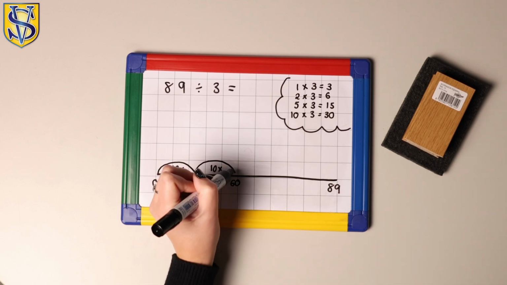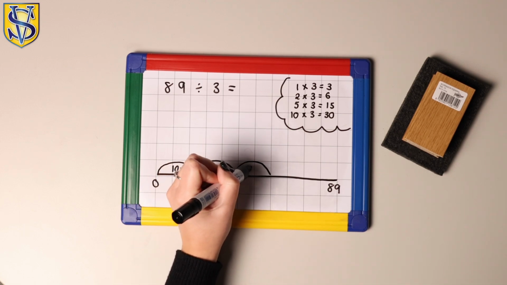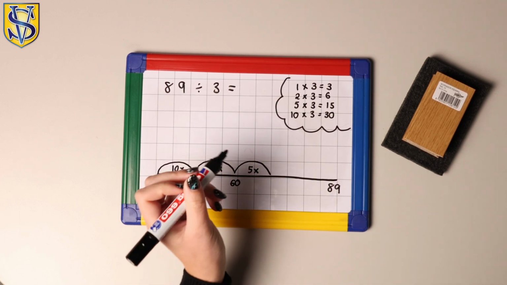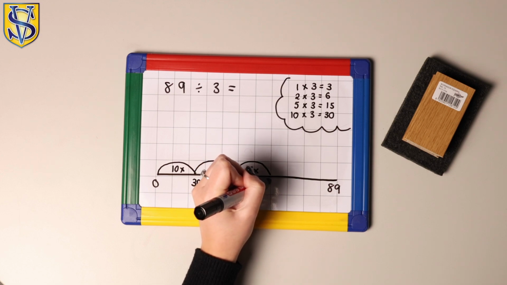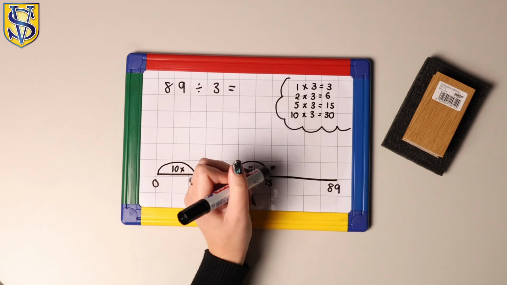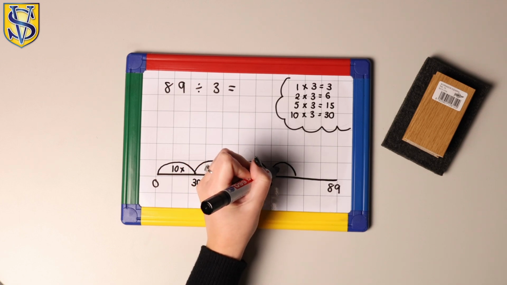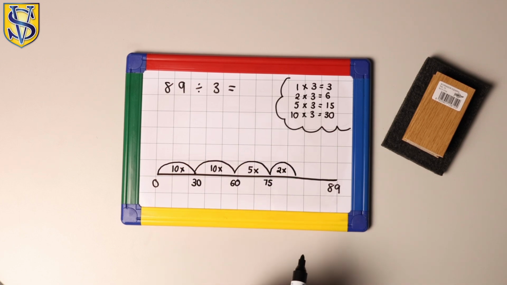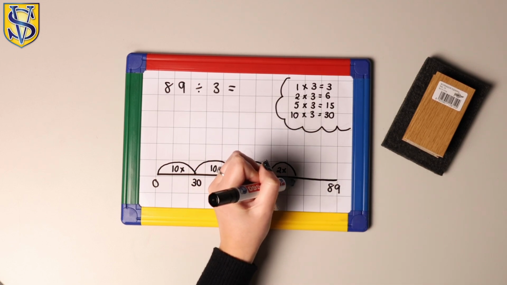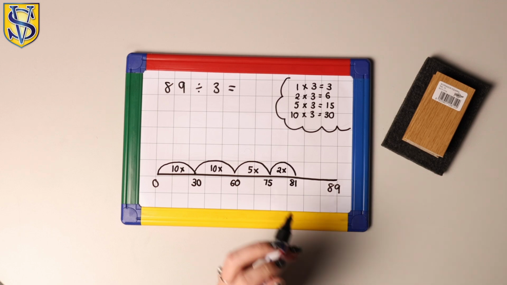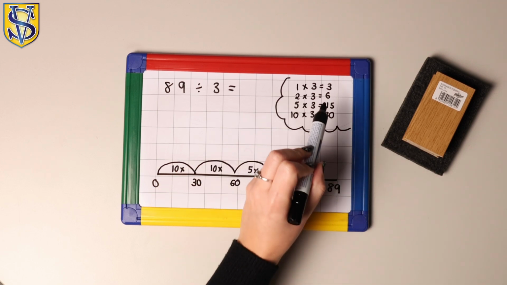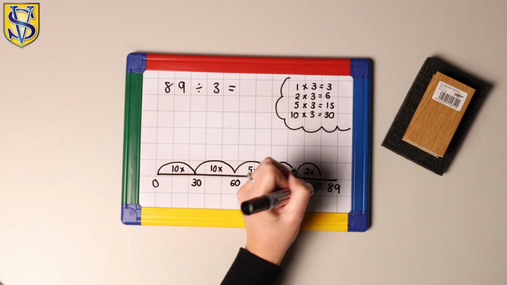And then this time I'm going to go for 5 times, so 5 times 3 is 15, so 60 add 15 is going to be 75. And then I might go for 2 times, so 2 times 3 is 6, 75 add 6 is going to be 81. And then I'm going to go for 2 times again. So 81 add 6 is 87.